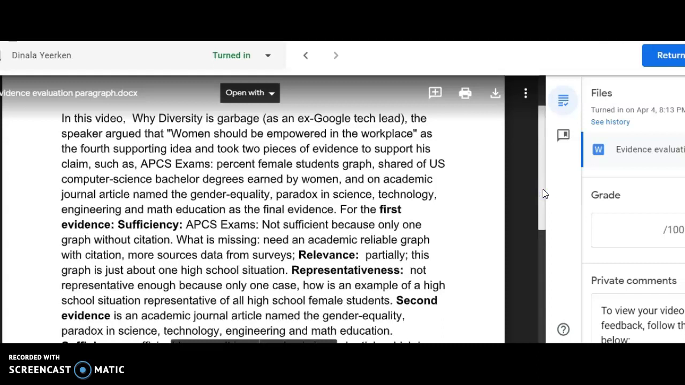Okay, let's see what you did. Now, first of all, let me just say this was the first attempt. You did it without a model, so actually, for a first attempt, this is really good. Now that you have a model, go back to it and study it very carefully.